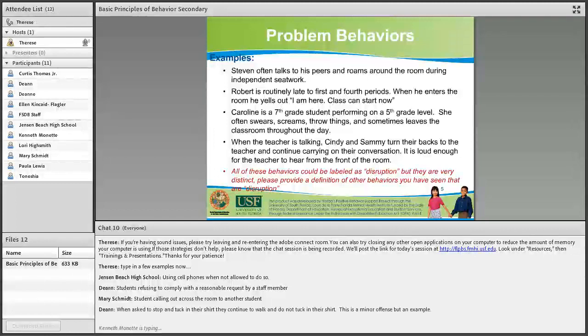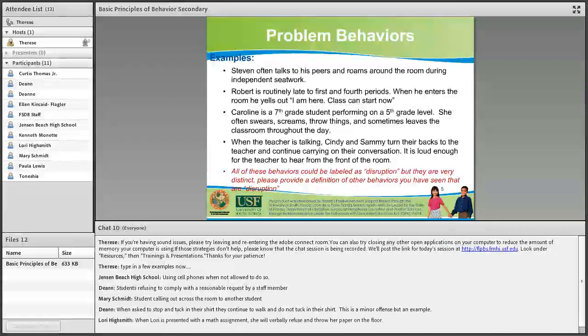Oh, here we go. Deanne, when asked to stop and tuck in their shirt, they continue to walk and do not tuck in their shirt. That's an excellent example. That is very descriptive. I can clearly see that. And that is something a dead man most certainly could not do. They're continuing to walk, and they do not tuck in their shirt. Very good. So that really does describe what's going on with those students.